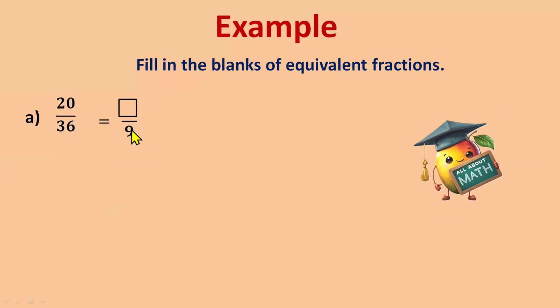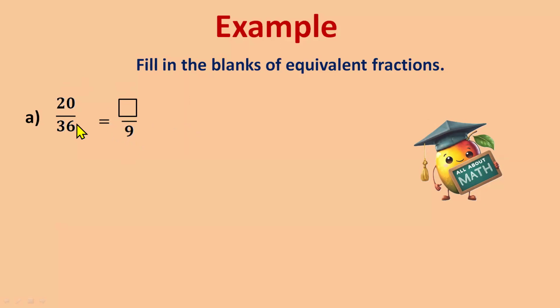If you don't, I'll use this method. What number will be multiplied with 9 to get 36? So 9 ones are 9, 9 twos are 18, 9 threes are 27, 9 fours are 36. So 4 must be multiplied here to get 36. So you can see what should be multiplied with 4 to get 20. It is 5. So 5 by 9 is the answer.